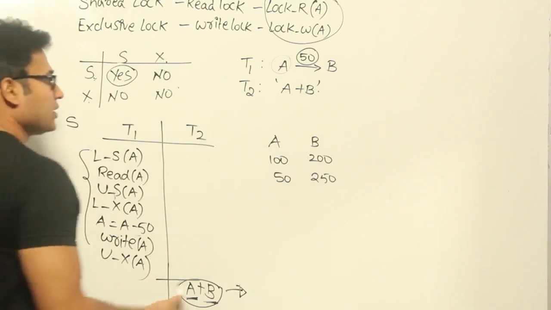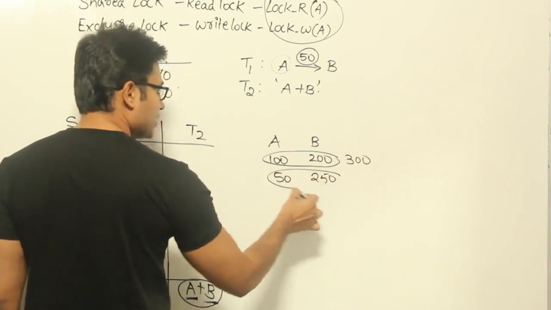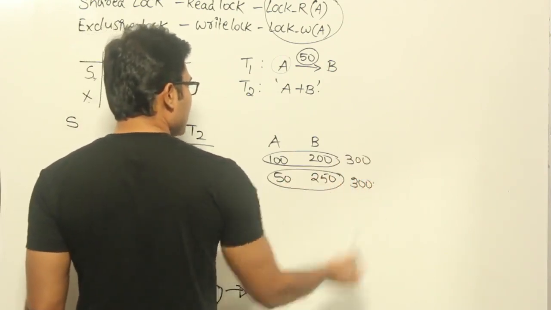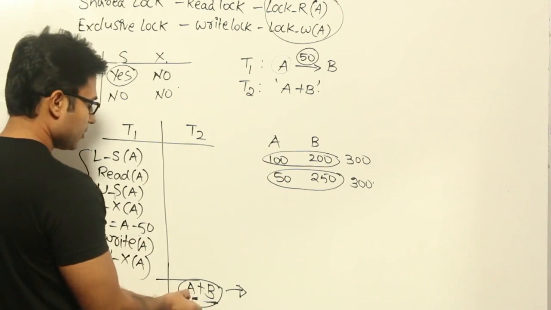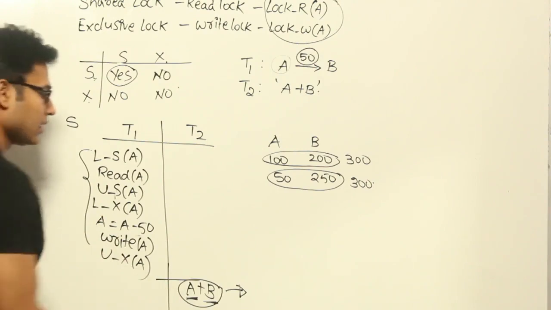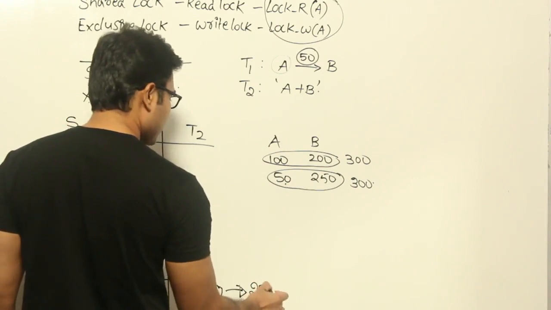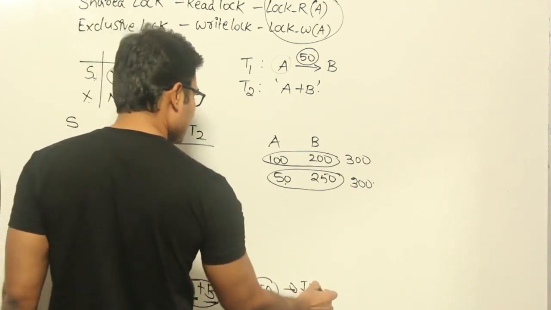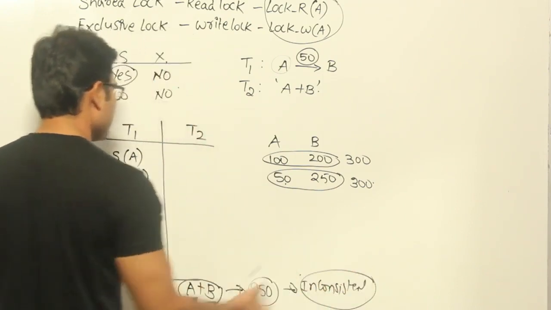Got it? Now the sum initially, if you compute it, is going to be 300, and the sum if you compute it later is going to be 300, right? So at any point in time, if you compute the sum, it has to show us 300. But now at this point, if it tries to compute the sum, since A has been decremented by 50 and this amount has not yet been added to B, and at this point you are trying to compute A plus B, you are going to get 50 plus 200, which is 250, right? So this is inconsistent, right?